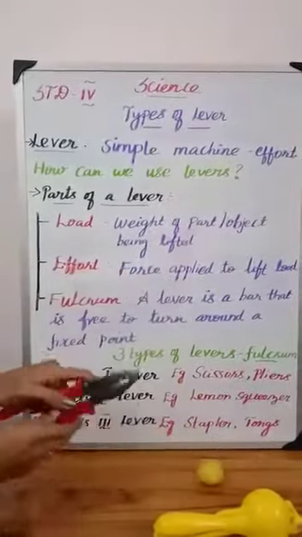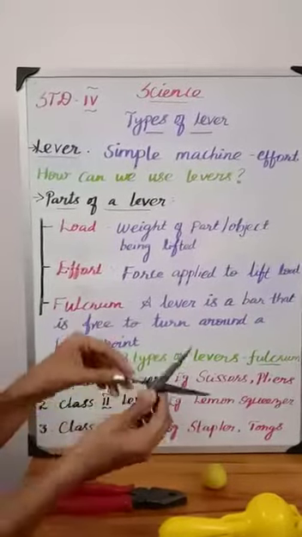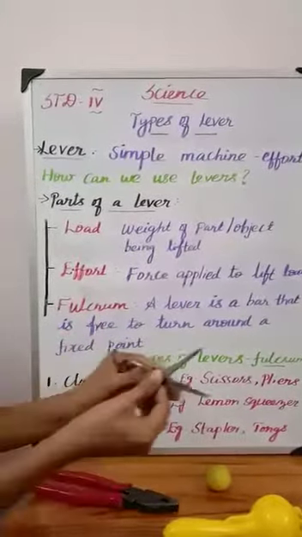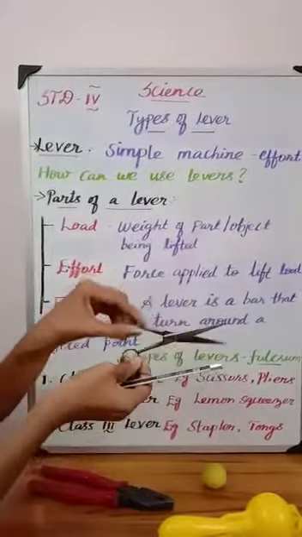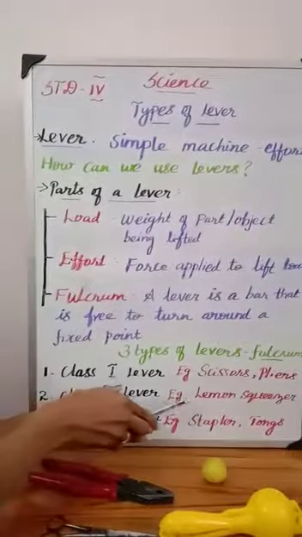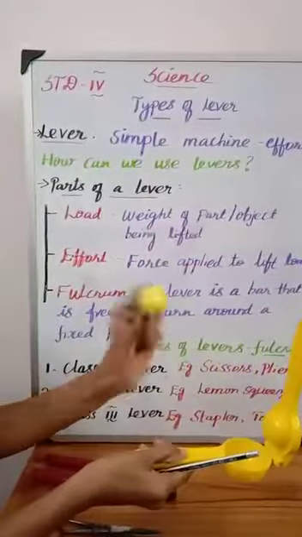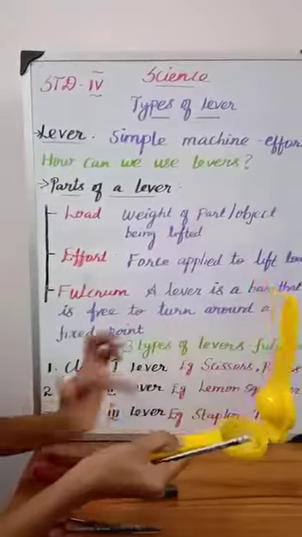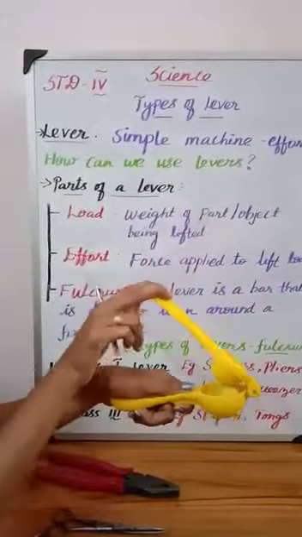And class 1 lever, example scissors and cutting pliers. We put the load on this side, and the fulcrum, and we put effort this side. Next one, class 2 lever, example lemon squeezer. In this region, the load is in between the fulcrum and effort, and we can make lemon juice.